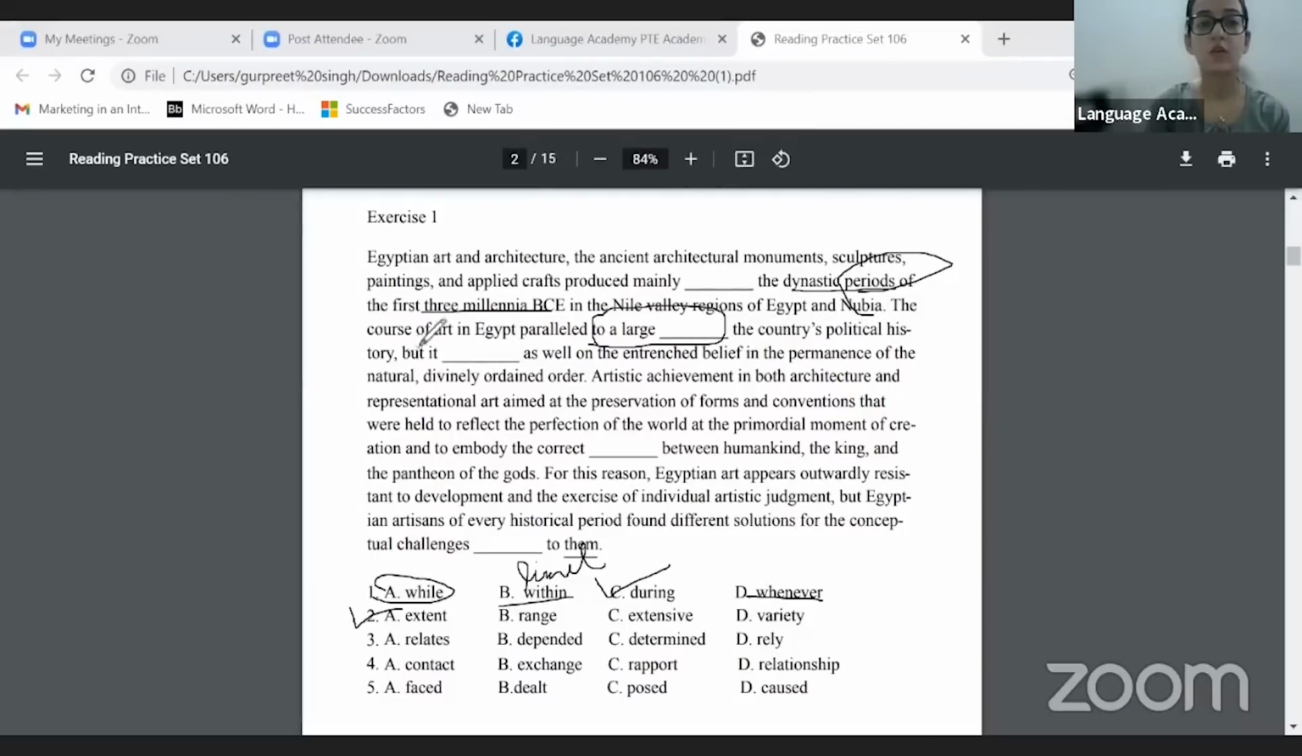So they say the course of art in Egypt paralleled to a great extent the country's political history, but it dash as well on the entrenched belief in the permanence of the natural divinely ordained order. So what tense do we need here? They have used past tense, so we also need past tense. So anything which is not past tense, we should first eliminate that. So relates is present tense and rely is also present tense. So that cannot be the answer.